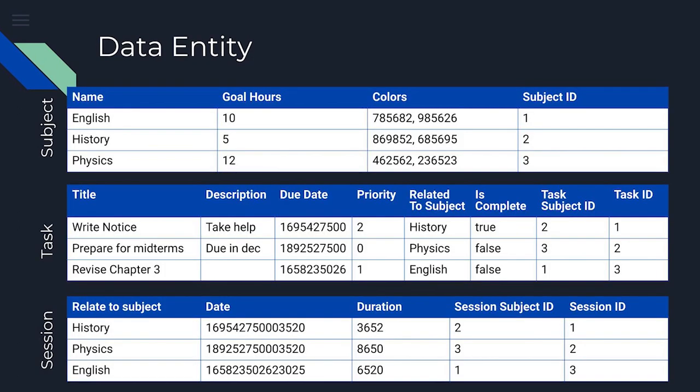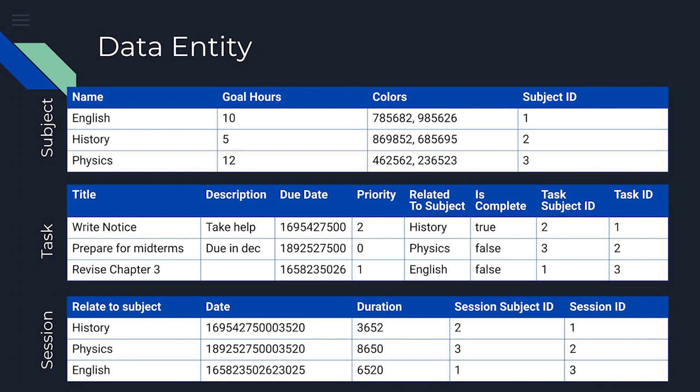Data entity. In Room database, a data entity is a plain Kotlin or Java class that represents a single table in the database. Each field in the entity class corresponds to a column in the table, and each instance of the class represents a row in the table. Data entities are used to define the schema of the database and specify how data is structured and stored. As we can see, we will have these three entities in our Smart Study Android application.